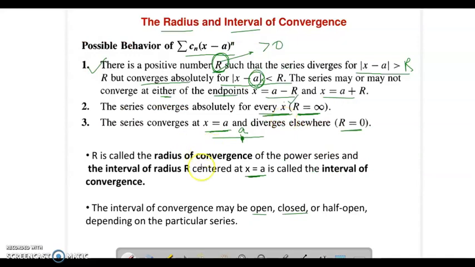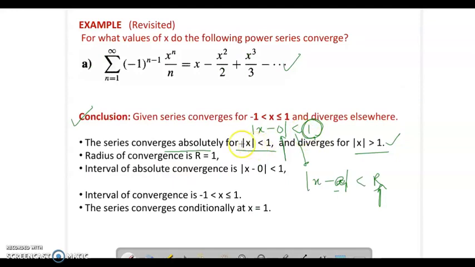Here we said that the interval of convergence is centered at x equals a. You can see from here that the interval will be from -1 to 1, so the center would be x equals 0, right? So this is the interval of absolute convergence.